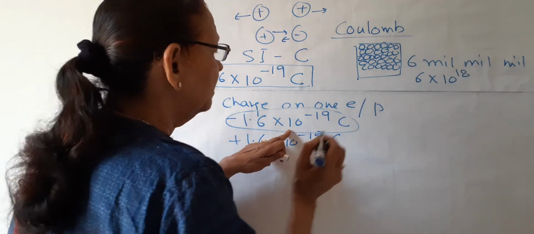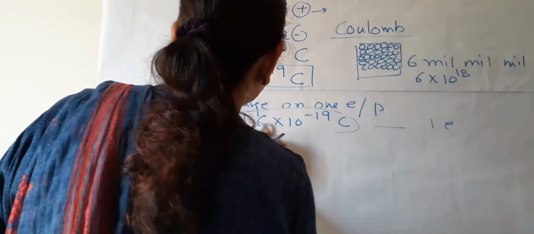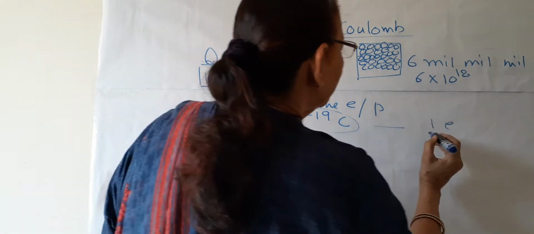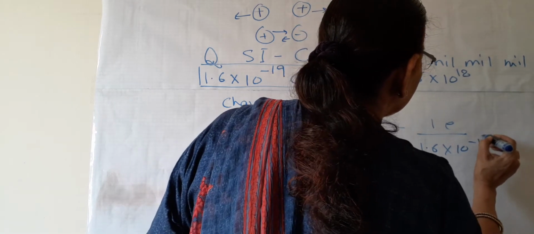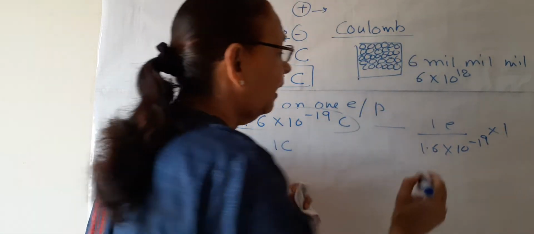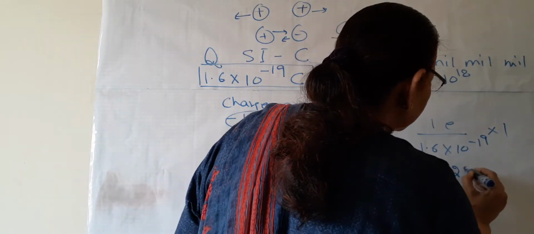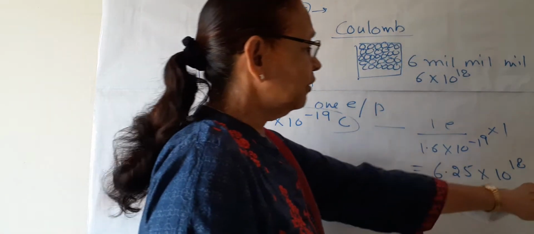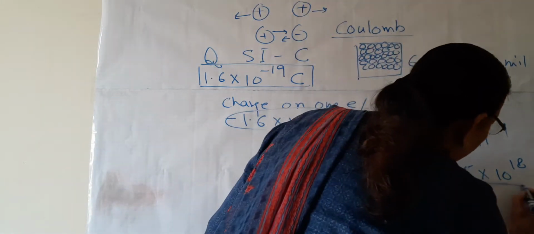Suppose this is the charge present on 1 electron. Then if this charge is present on 1 electron, 1 coulomb charge will be present on 1 upon 1.6 into 10 to the power 19 into 1. And if you calculate this, what we get is 6.25 into 10 to the power 18. What should be the unit? No unit. Why? Because this is the number of particles.